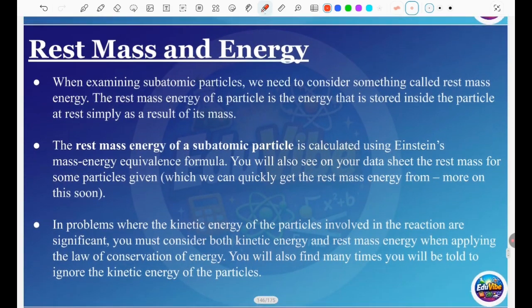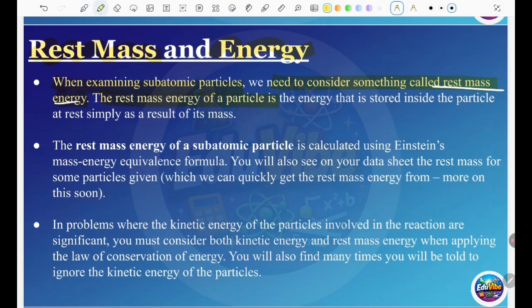To calculate these types of sums, when the energy is released, we have to consider something. When they collide and destroy each other, they are left with some rest mass and energy. We call this the rest mass and the energy they released. When examining subatomic particles, we need to consider something called the rest mass energy, which is a very important thing when we do calculations in this topic.